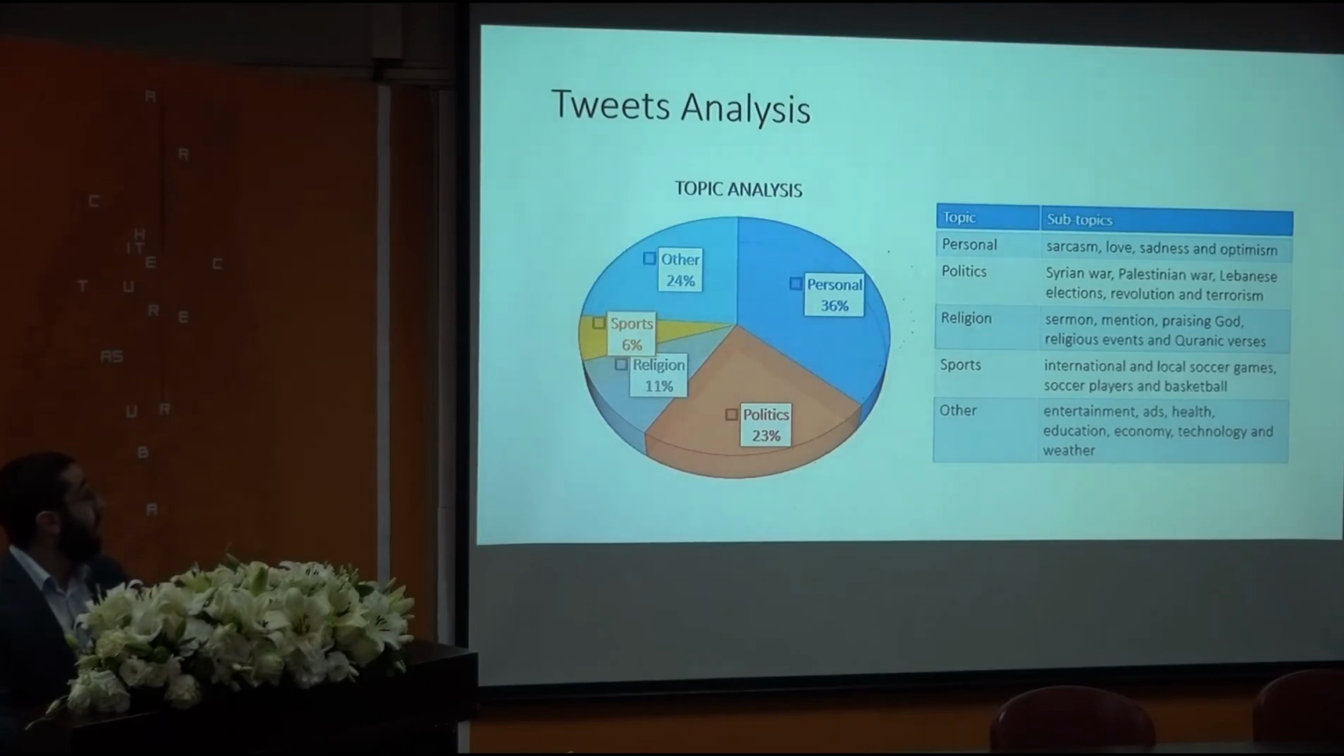Looking at the topic distribution, you can see that 36% of the tweets discuss personal issues. People express their love, their hate for something, being sarcastic about some things. Second, 23% political, where people discuss the Syrian and Palestinian wars, Lebanese elections, revolution, terrorism. 11% shared religious verses. 6% discussed international and local soccer games or basketball. And 24% other, like entertainment, arts, education, and other topics.